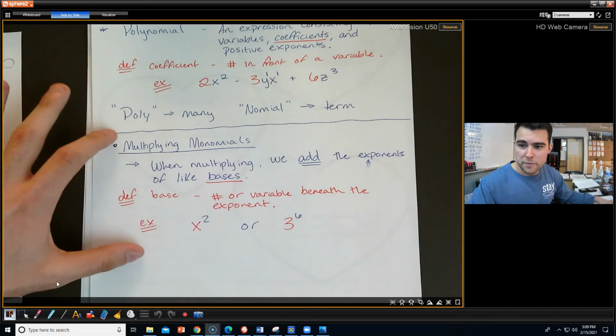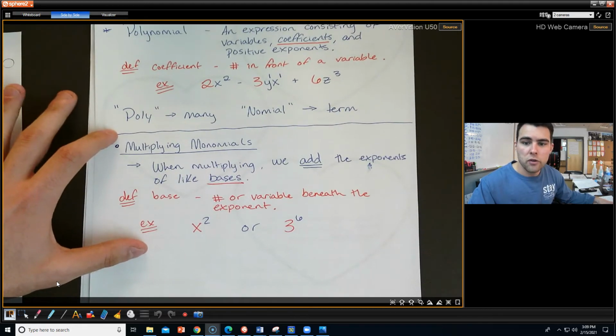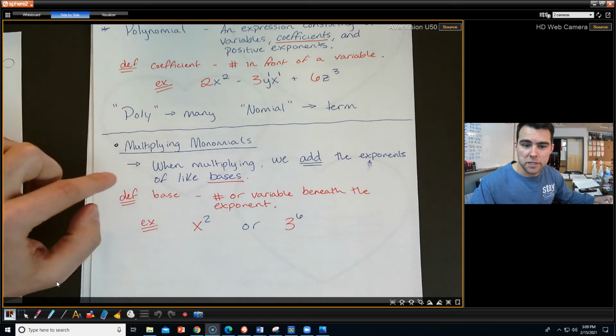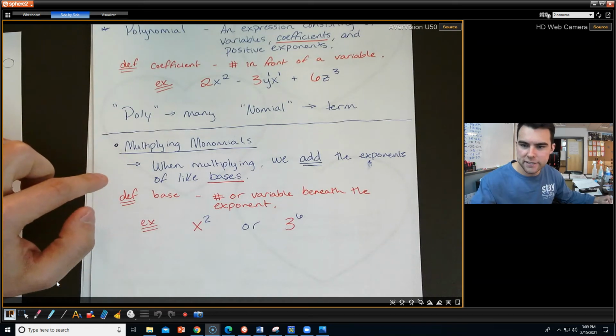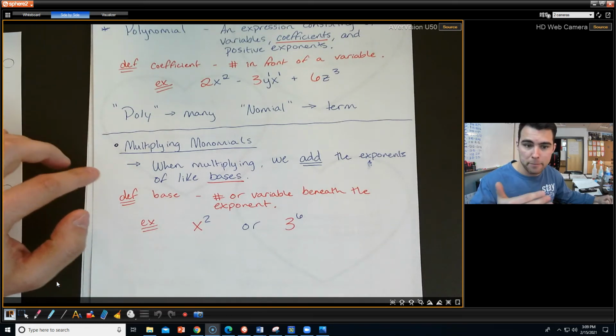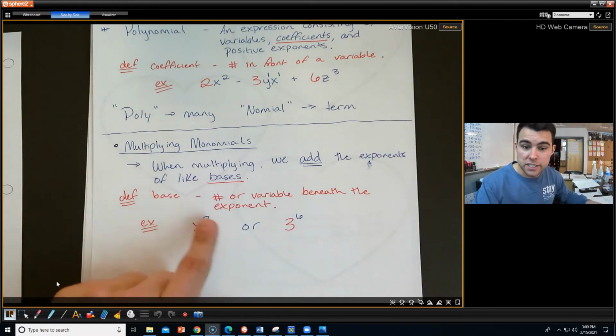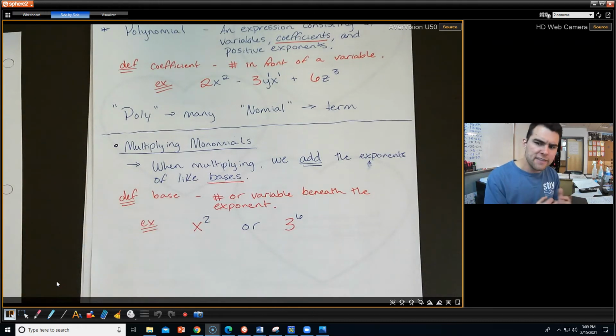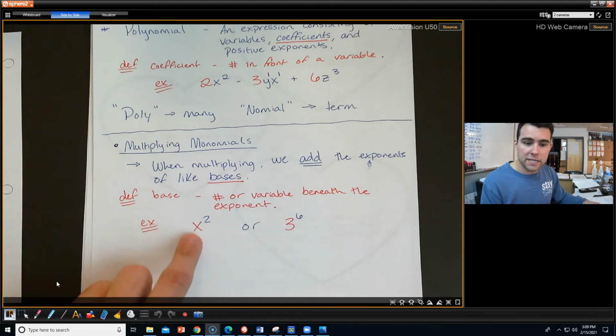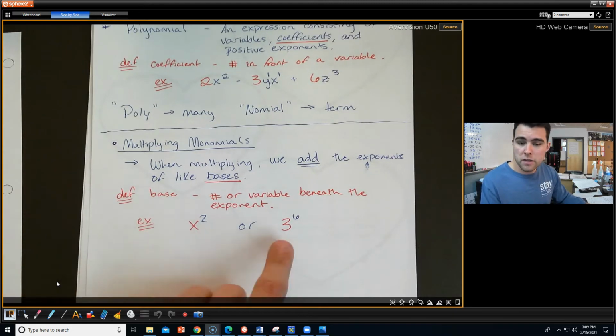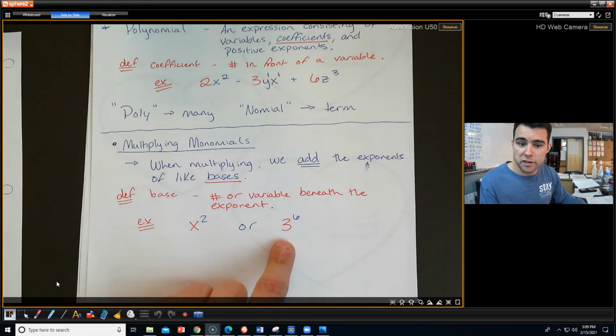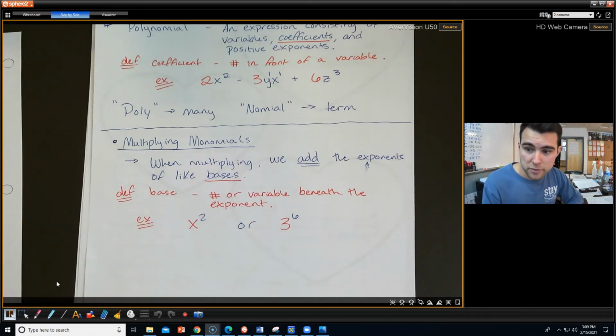Go ahead and write this down. Pause the video if you need to. When multiplying, we add the exponents of like bases. Kind of like terms, but like bases. A base is the number or variable beneath the exponent. So for example, the x would be the base of this term, 3 would be the base of this term, and then obviously we have our exponents right there.